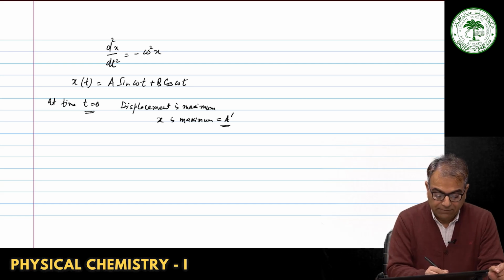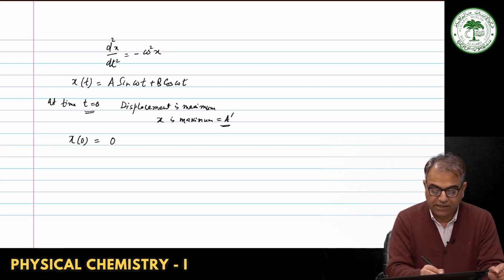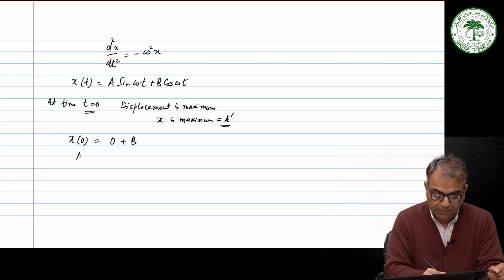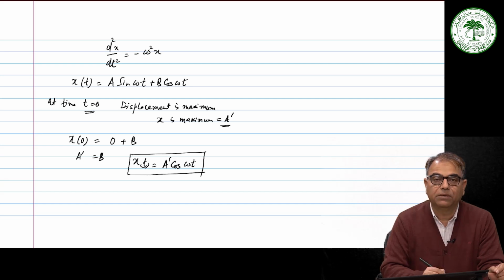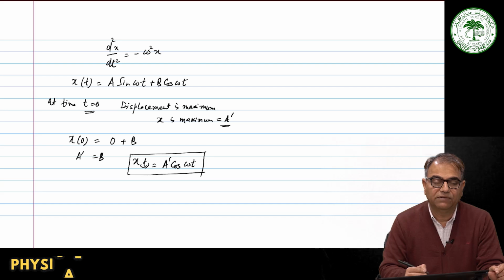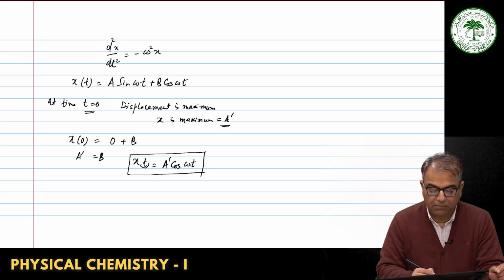If you put these two values, x equal to a prime and this one, then x at time t equal to 0 will be, first part a sin omega t will become 0 and then it will be b, and this will be equal to a prime. So, a prime is actually b, and then we say that x at time t we can write as a prime cos omega t, because the sin term becomes 0, applying the boundary condition which we are now expert in doing, because we have done it for many of the model systems previously.